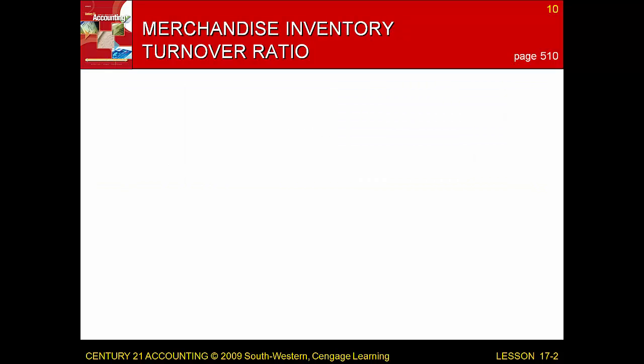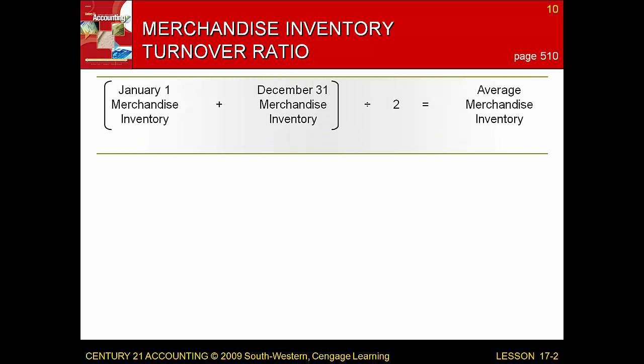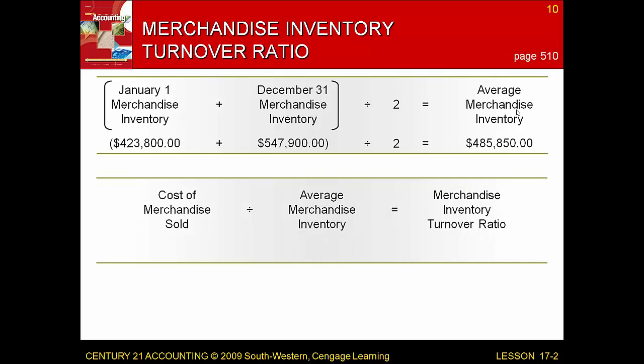The other thing that we want to take a look at is our merchandise inventory turnover ratio, which again is looking at how fast our business is turning over the items on our shelves. So we have to calculate our average merchandise inventory: add the two numbers together and divide by 2. With that, I take my cost of merchandise sold, divide by my average merchandise inventory, and that's going to give me my ratio. I have a ratio this year of 5.4.